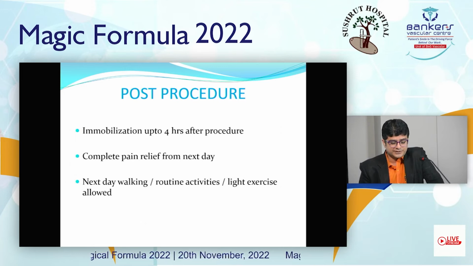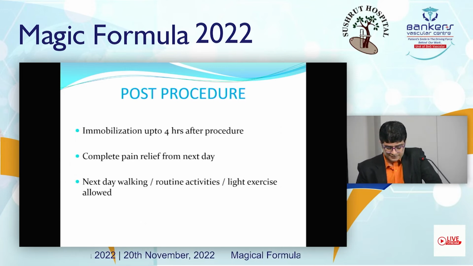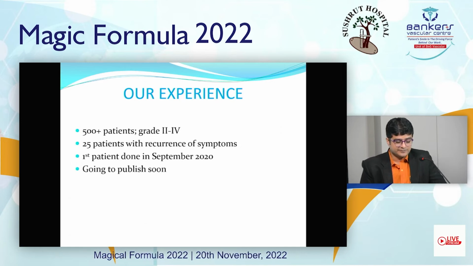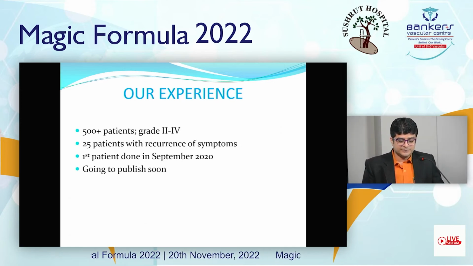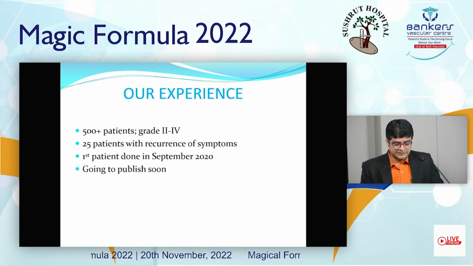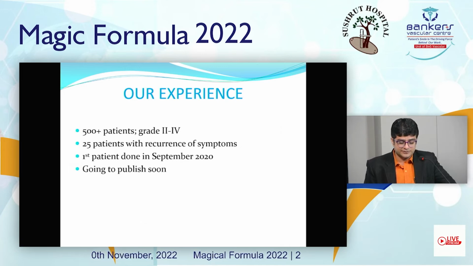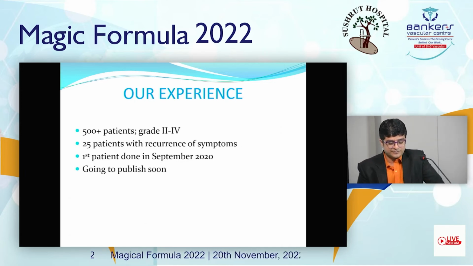Immobilization is up to 4 to 6 hours. Patient generally feels pain relief from the next day, but the complete relief occurs up to 6 weeks. They can start with normal routine activities and light exercise from the next day. So our experience is now of more than 500 patients with grade 2 to grade 4 osteoarthritis. 25 patients with various reasons had recurrence of symptoms, and we did repeat embolizations in some, and they have good relief. The first patient was done in September 2020.